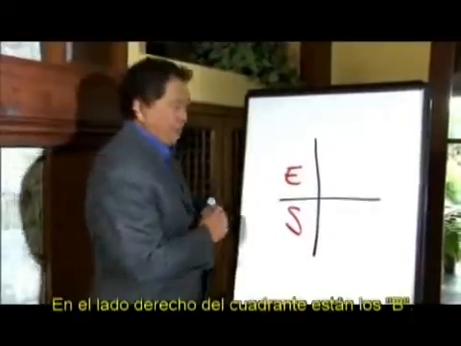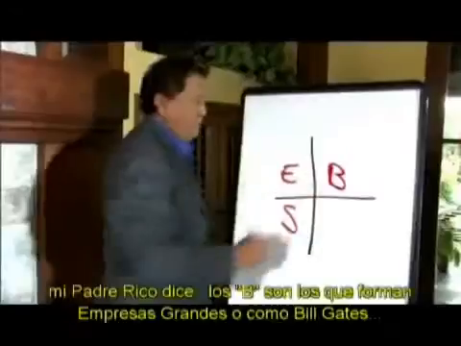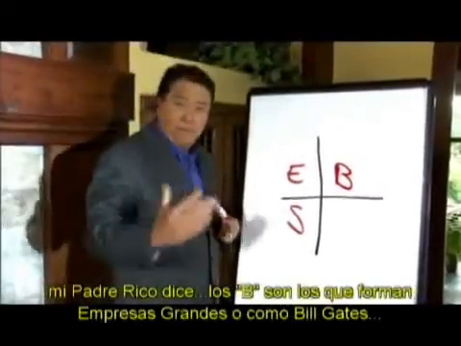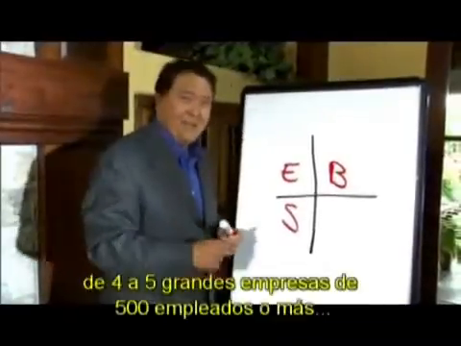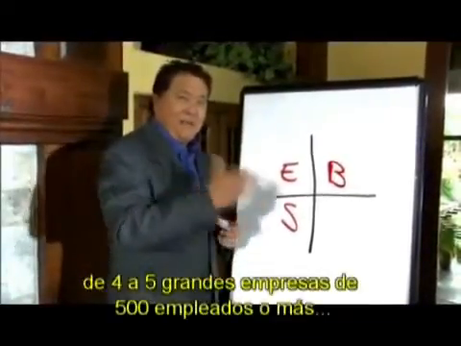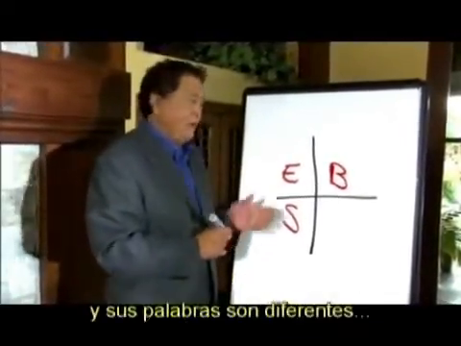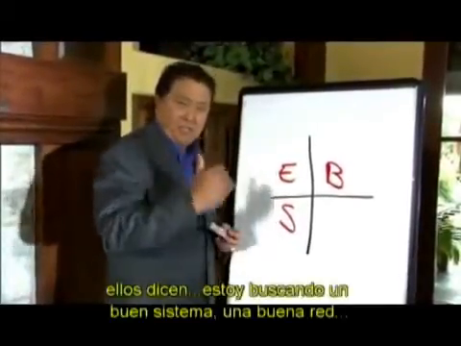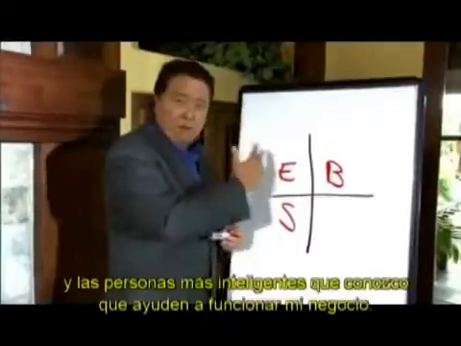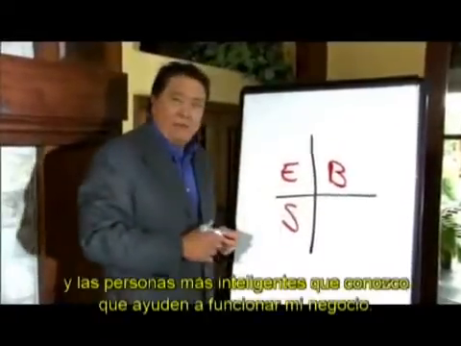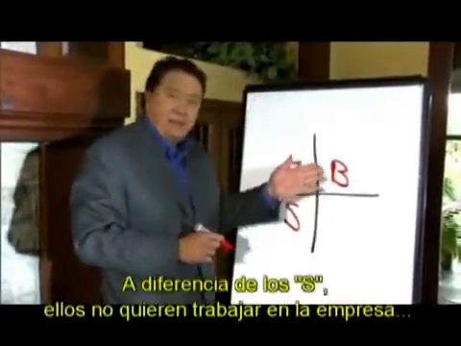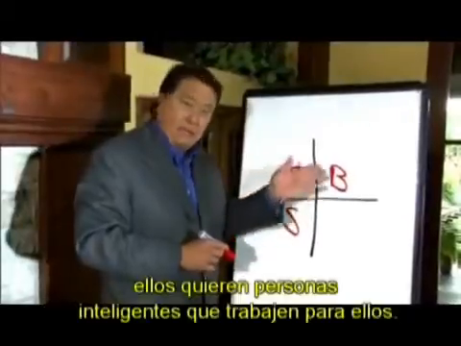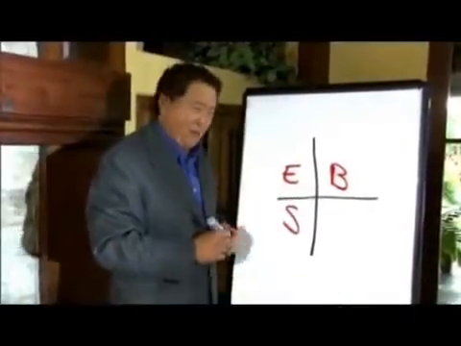On the right side of the quadrant are the B's. What Rich Dad said the B stood for was big business, like Bill Gates. Forbes defines big business as 500 employees or more. And their words are different. They say, I'm looking for a good system, a good network, and the smartest people I know to help run my business. So they're unlike the S. They don't want to run the company by themselves. They want smart people to run their companies for them.